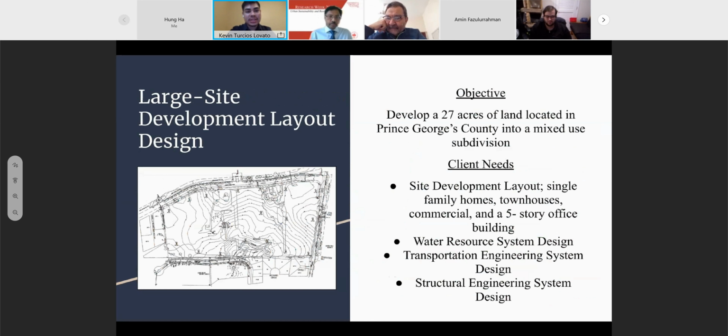Now I'll be talking about the large site development layout design. The objective of this project was to design and develop 27 acres of land in Prince George's County into a mixed use subdivision. The client wanted townhomes, single family homes, and an office building. We also had to submit the water resources, structural, and transportation system design for the development.